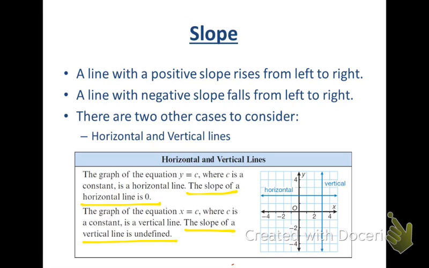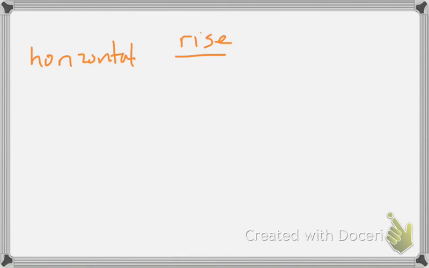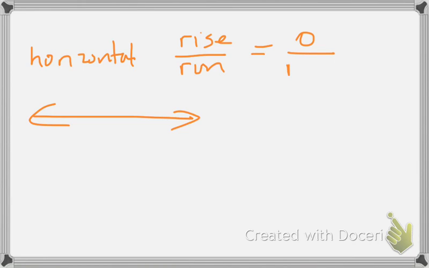All right? How would you describe a horizontal line as it relates to rise and run? A horizontal line is this way, right? Is it rising? No rise, but it's got a lot of run, doesn't it? And 0 divided by anything is equal to 0, right?